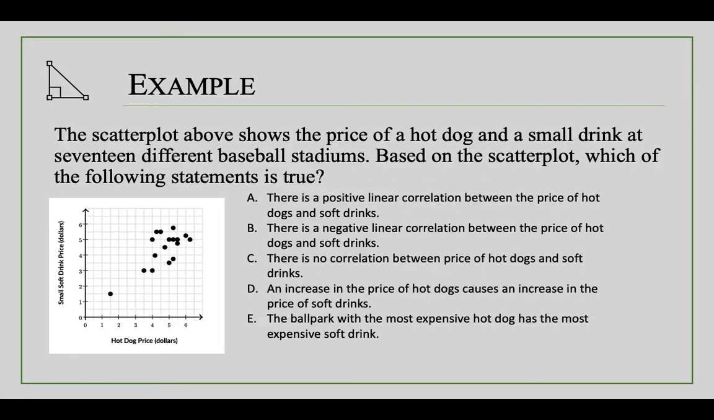All right, the scatter plot above, or I should say below, shows the price of a hot dog and small drink at 17 different baseball stadiums. Based on the scatter plot, which of the following statements is true? A, there's a positive linear correlation between the price of hot dogs and soft drinks. B, there's a negative correlation between the price and soft drinks. C, no correlation between the price and soft drinks. Or D, an increase in the price of hot dogs causes an increase in the price of soft drinks. E, the ballpark with the most expensive hot dog has the most expensive soft drink. So 5 choices here.